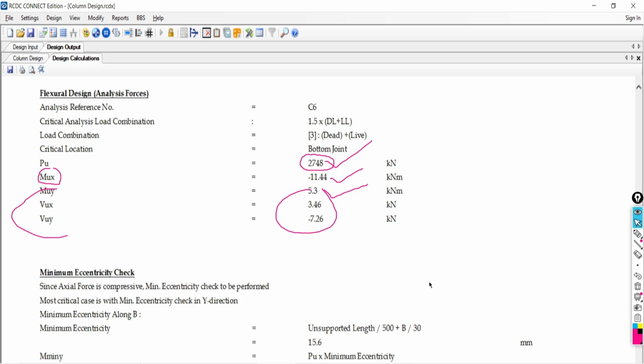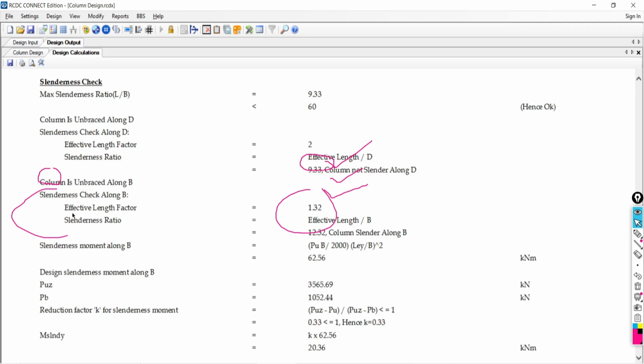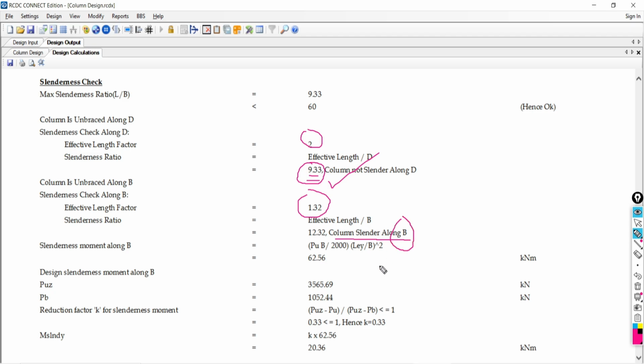Moving ahead, here it is going to calculate the effective length factor about the major axis as 2, as we have defined, and it checks whether the column is a short column or long column about the major axis. So it is a short column, similar to our manual approach. Now the effective length factor for the minor axis is 1.32. So what is it getting? Column is slender about the minor axis, as width. So finally the additional moment has been calculated by RCDC as 62.56.